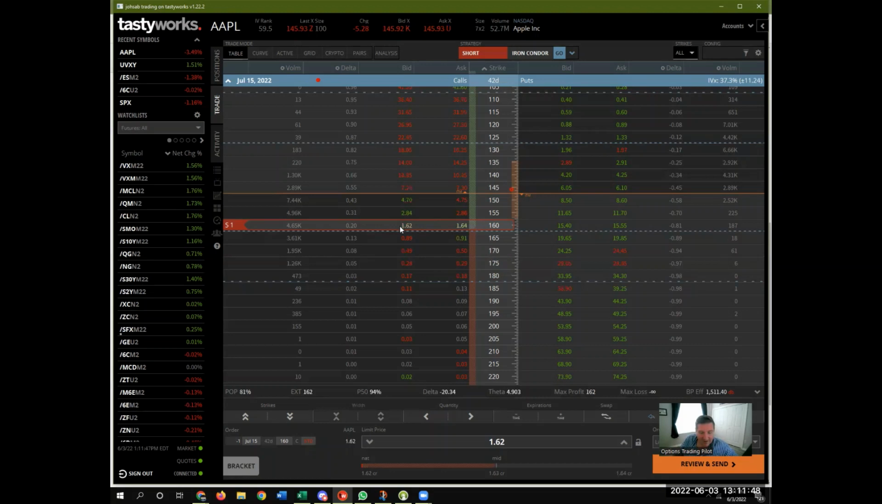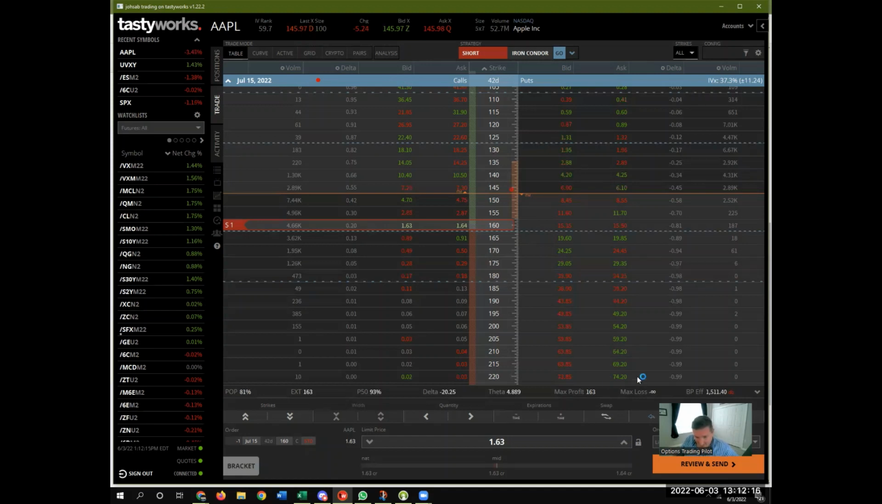Now this would be for advanced traders, and most likely, if you don't have experience, your broker is not going to allow you to do this particular trade that I'm showing you right now. So I could sell the 160 for $162. That's my max profit. But my max loss is unlimited because Apple could go to $1 million.